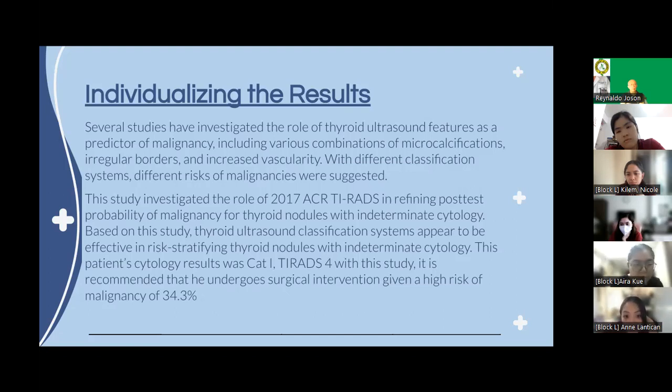So in the study, we found the role of the 2017 ACR TI-RADS in refining post-test probability of malignancy for thyroid nodules with indeterminate cytology. This study found that ultrasound classifications appear to be effective in risk stratifying thyroid nodules with indeterminate cytology. So, since our patient's cytology result was Category 1 and TI-RADS 4, it is recommended that he undergo surgical intervention given a high risk of malignancy of 34.3%.